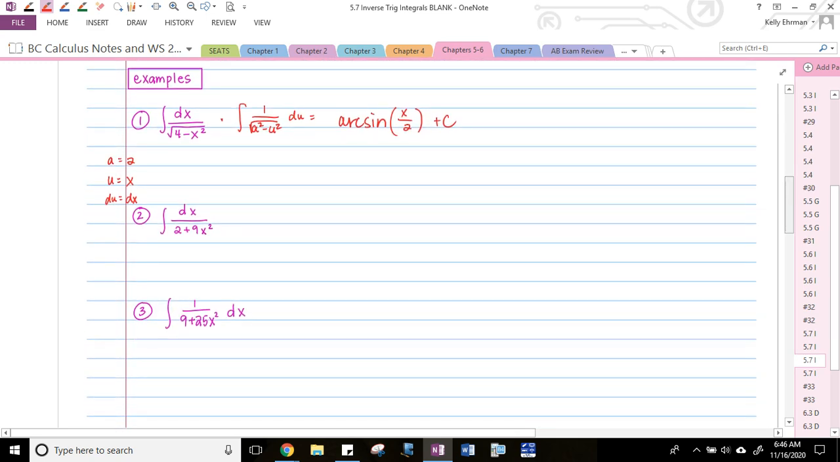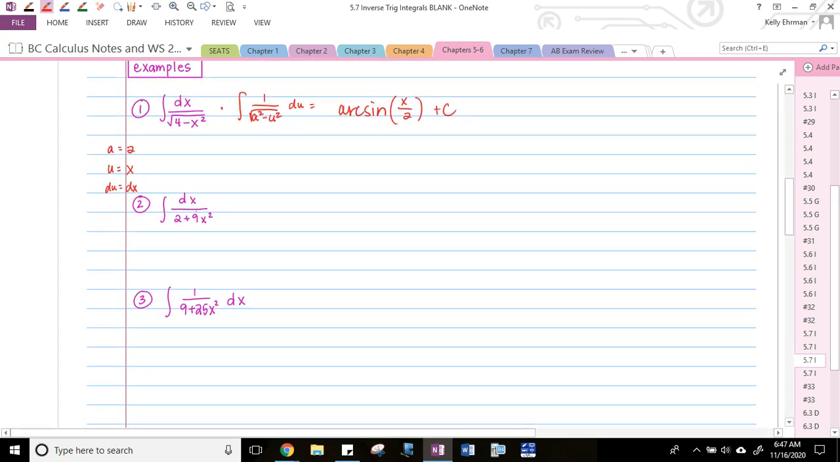So it's really just about memorizing these 3 formulas. If there's no square root, it's an arctangent, basically. So, all right, on this one, a squared is 2. A would be square root of 2, and it's never plus or minus. We're always going to make it positive. U would be the square root of 9x squared, so 3x.